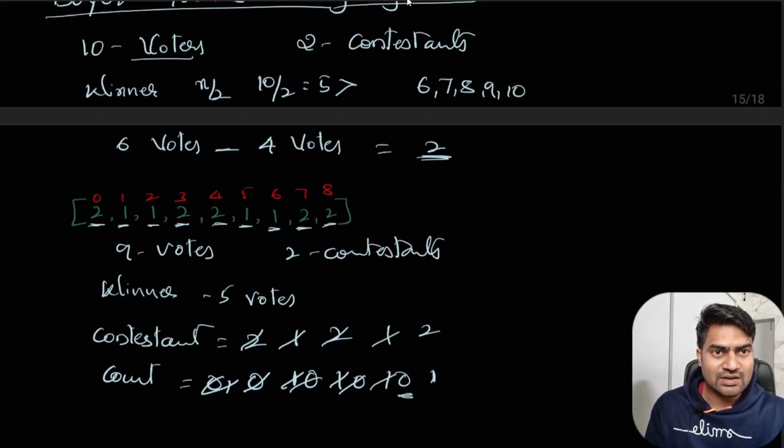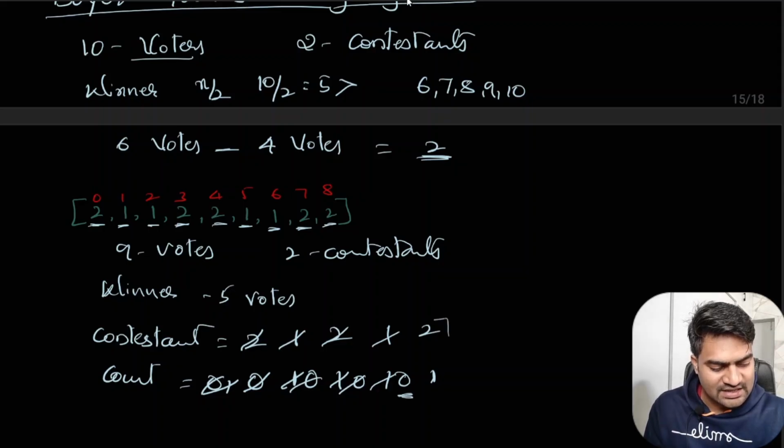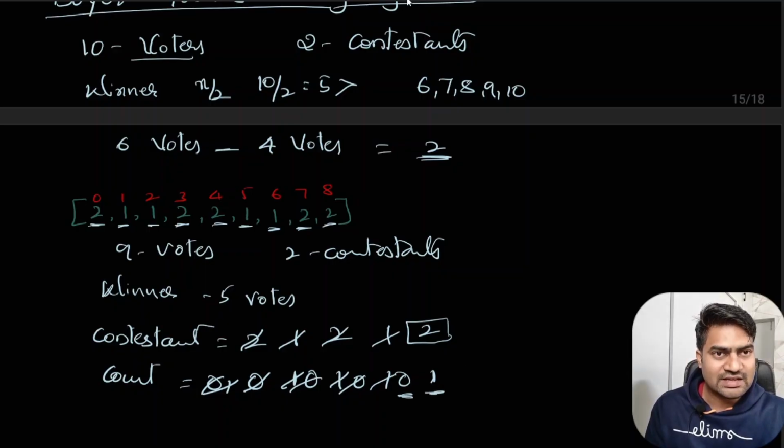Now if you see, there are no elements. At the end we got the contestant as 2, and if you see the count, it is 1. This gives us the difference between the votes of a majority contestant and the other contestant who got fewer votes.